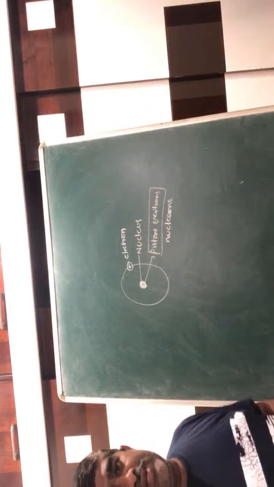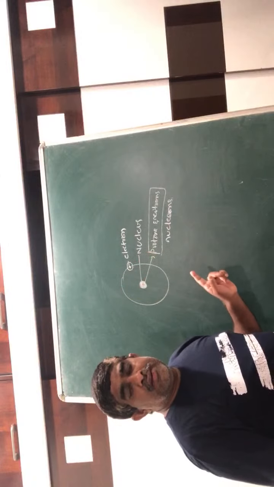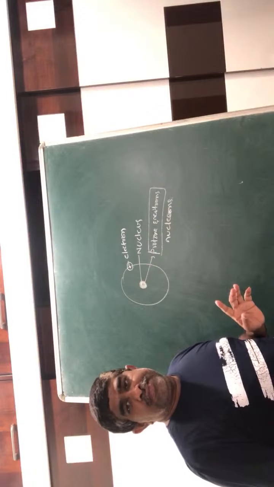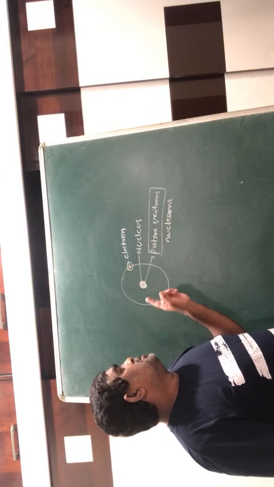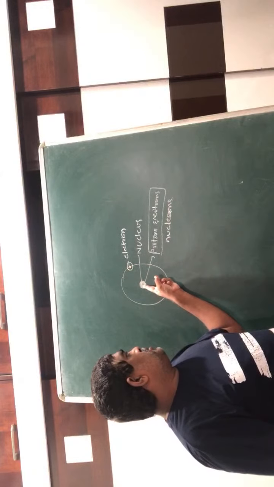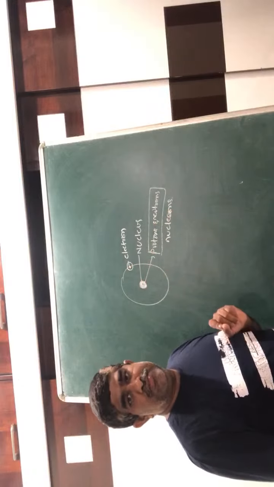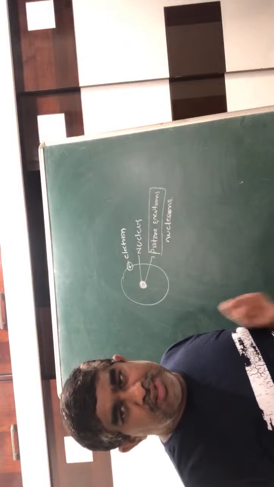So that is the Rutherford model. Electrons revolve around the nucleus in a particular orbit, whereas in the nucleus protons and neutrons are there, with protons carrying positive charge. So with his alpha ray experiment, Rutherford concluded this.